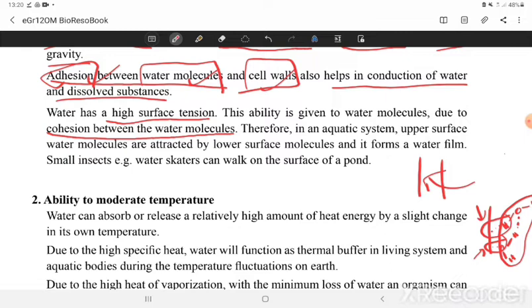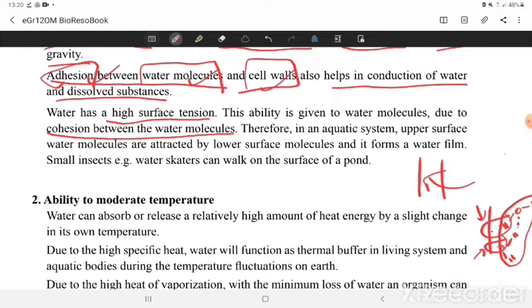So they like to stay with each other. So this ability of high surface tension is given to water molecules due to the cohesion between water molecules. Therefore, in an aquatic system, the upper surface water molecules are attracted by the lower surface molecules, and it forms a water column, right? So you learn in physics. Please read your physics now to understand this further.